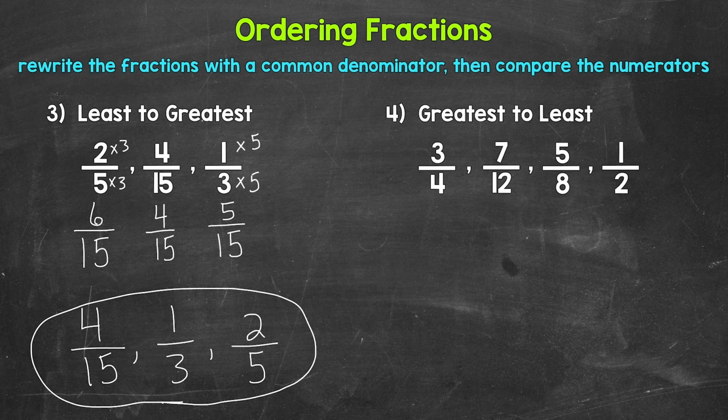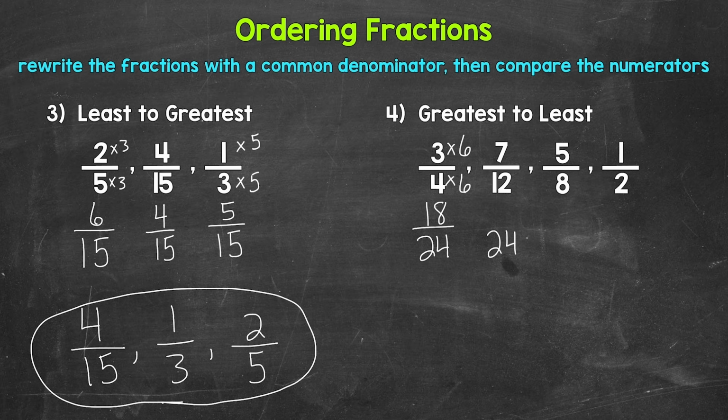Let's try the next multiple of 12, which is 24. Will 24 work for our least common denominator? Well, it works for 4, 12, 8, and 2. So yes, 24 is our least common denominator. So let's rename these fractions with that common denominator. And we'll start with 3/4. 4 times 6 gives us 24. So let's multiply the numerator. 3 times 6 gives us 18.